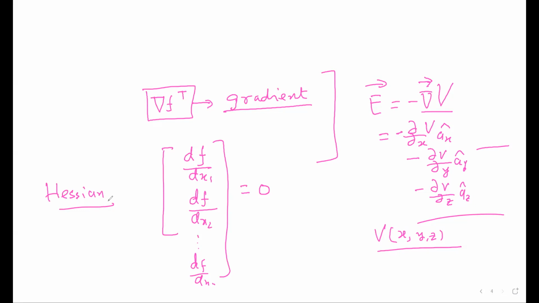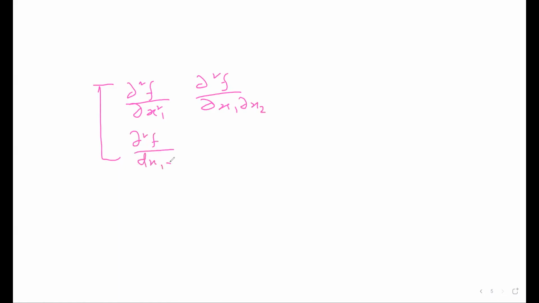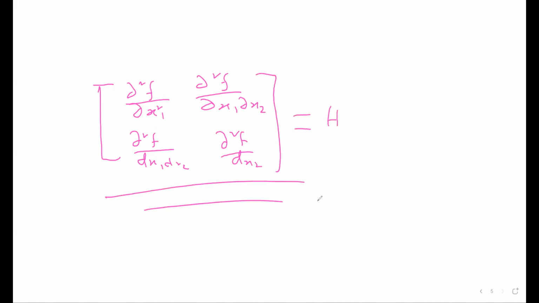In the two-dimensional case, your Hessian can be something like this. If you have a function of x1 and x2 only, then your Hessian would be the second derivative of f with respect to x1, the second derivative with respect to x1 and x2, the second derivative with respect to x2 and x1, and the second derivative with respect to x2. This is your Hessian. The Hessian will tell you whether you are reaching a maximum, a minimum, or a saddle point.